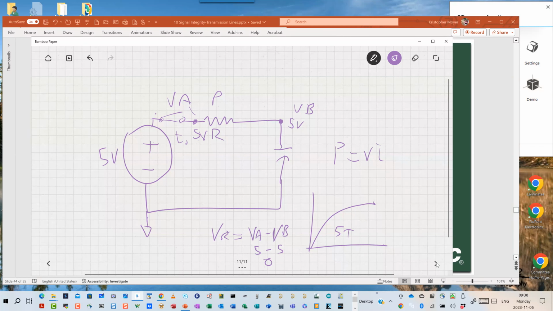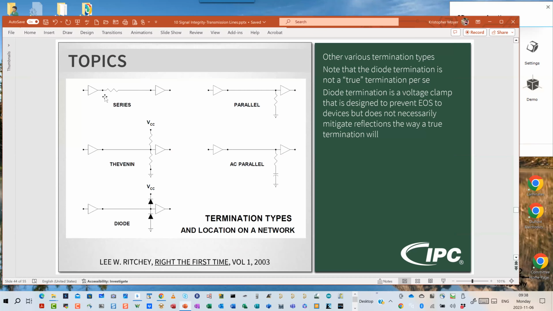So it doesn't matter what the current flowing through it is because my voltage across the resistor is 0. So with the series termination right here, because of those capacitors in the transmission line, this is only seeing power consumption during the edge, during the rise or fall time. Once that transmission line is at logic 1 or logic 0, once it's at steady state, at that time, there is 0 voltage difference across this resistor and therefore 0 power consumption.